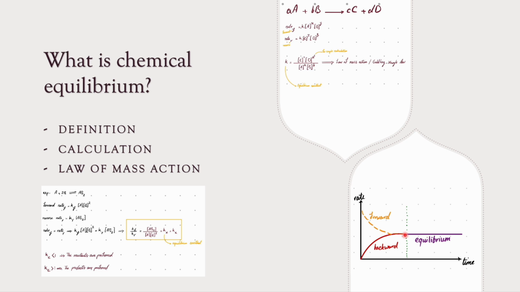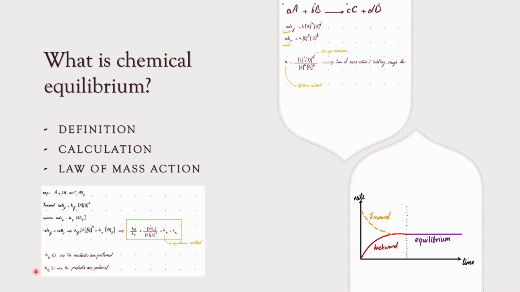But at some point of the time, from the purple that you can see, the rate of the forward and backward reaction is equal, and here we reach the equilibrium. Now, when you calculate the equilibrium constant, if it's less than 1, it means that the reactants are preferred. And if it's greater than 1, it means the products are preferred.